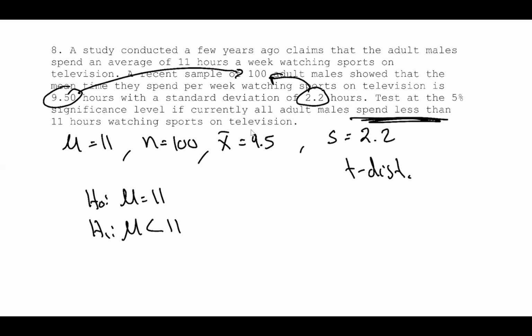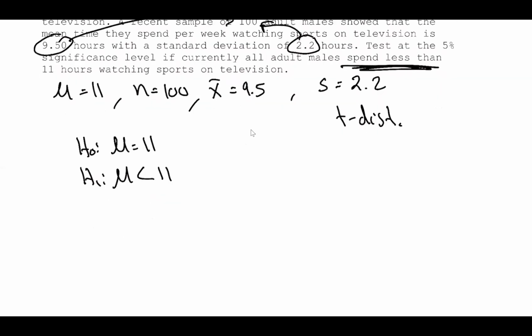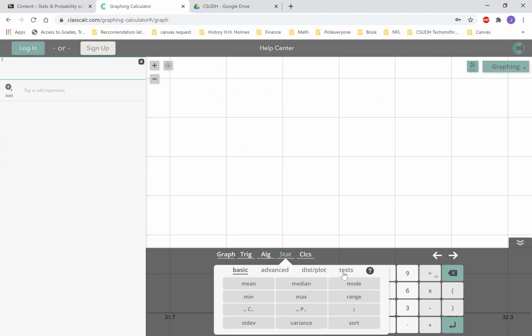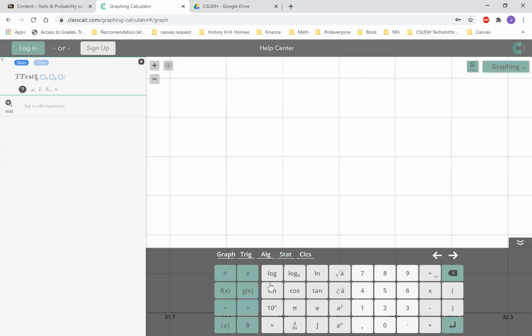Any question for my null, my alternate hypothesis? All right, up next, we're going to do this part in ClassCalc. So in ClassCalc, let's go ahead and enter this. Remember, for this one, instead of using the z-test, we're going to use the t-test. So we go to stats, we go to tests, and we go to a t-test.